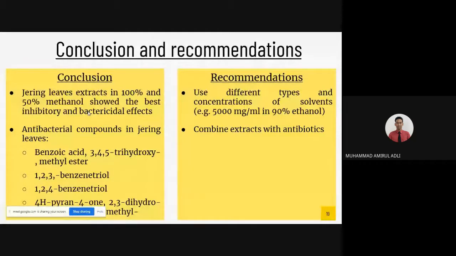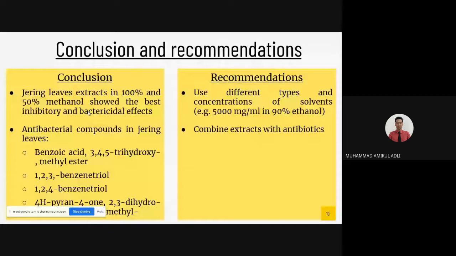And for future research, I would recommend future researchers to study the antibacterial effects of Jering and Kerdas extracts by using different types of solvents and different concentrations of the solvents. And I would also recommend future researchers to combine the extracts with existing antibiotics such as chloramphenicol, penicillin, or erythromycin in order to observe the synergistic effects of the extracts with antibiotics.